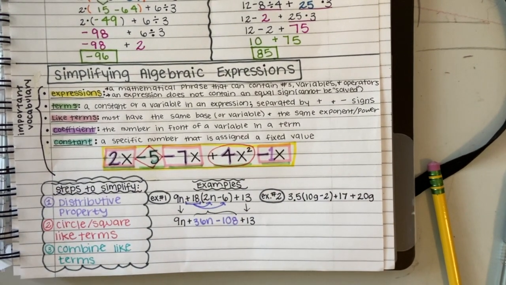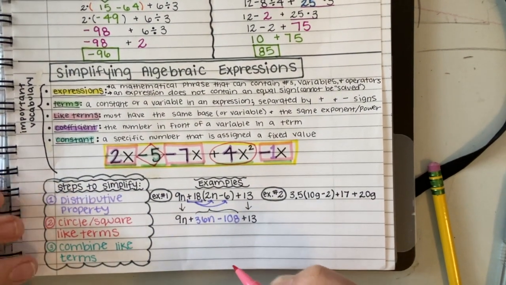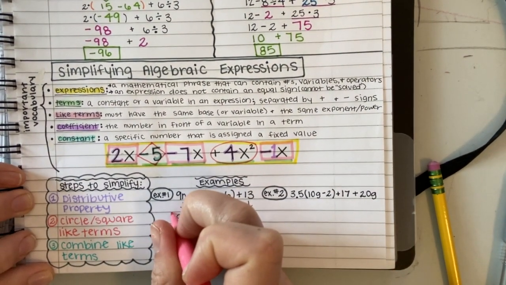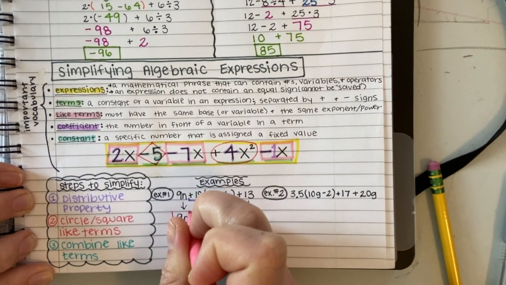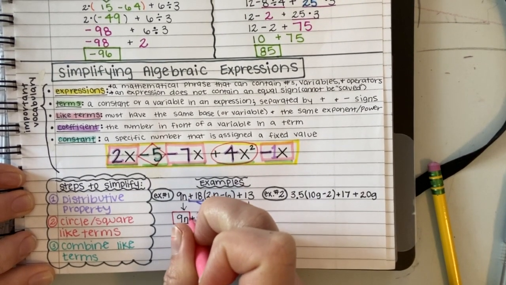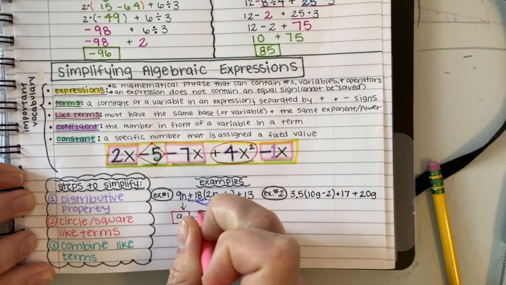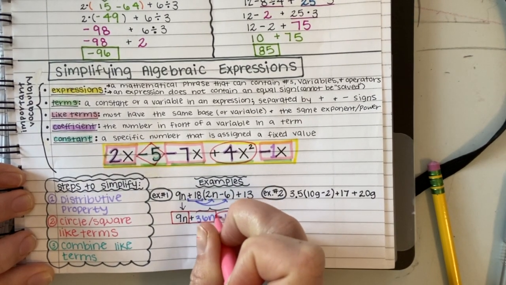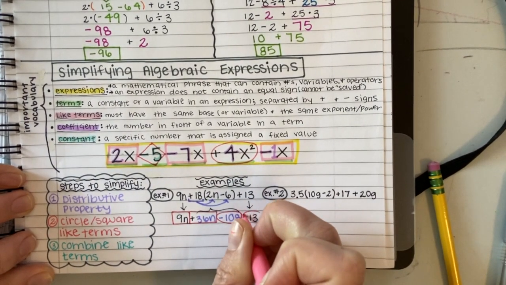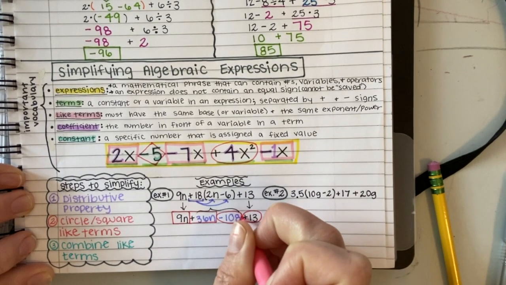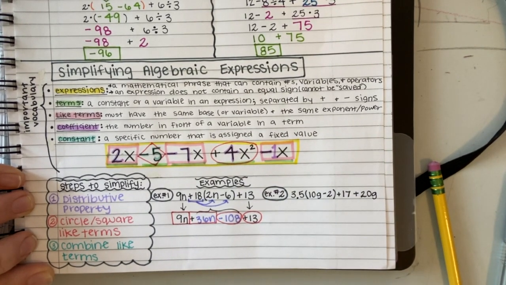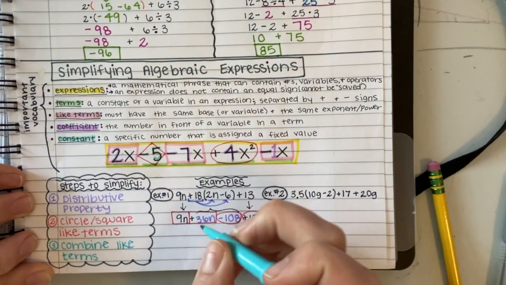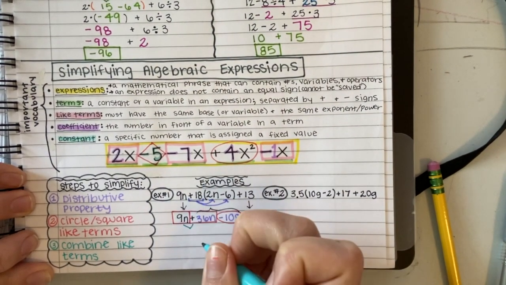Next, I need to circle and square my like terms so that I know what it is I am combining. So I'm going to box my terms that have the variable n, and I'm going to circle my constants. Notice that I'm including the sign that comes before it. And then my last step is to combine my like terms.